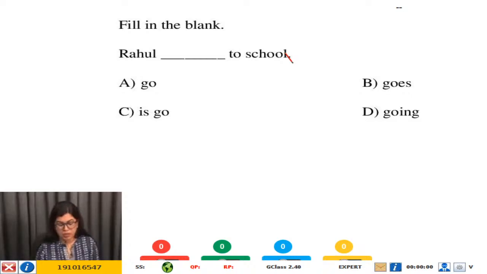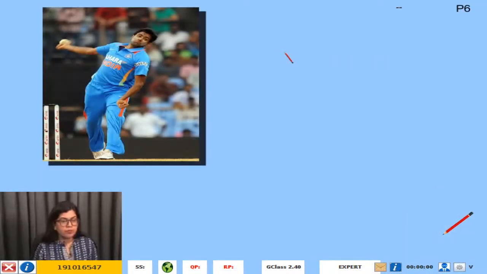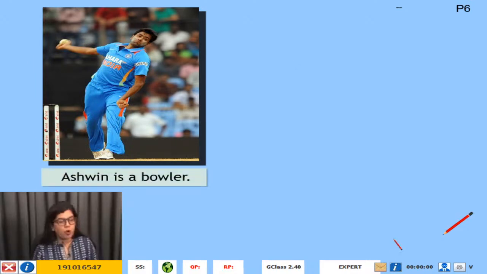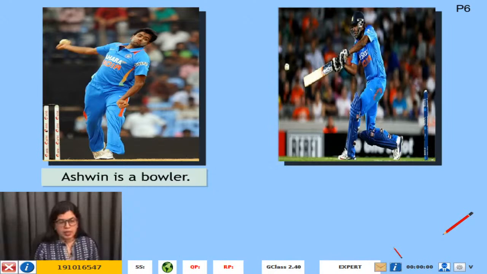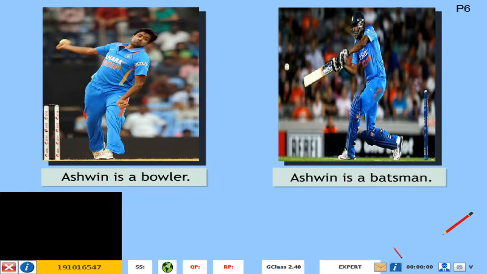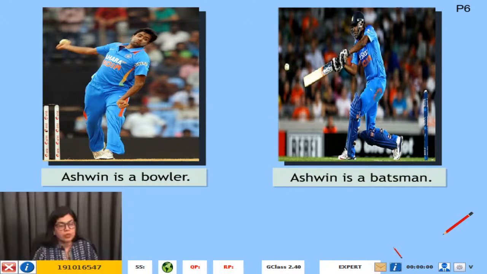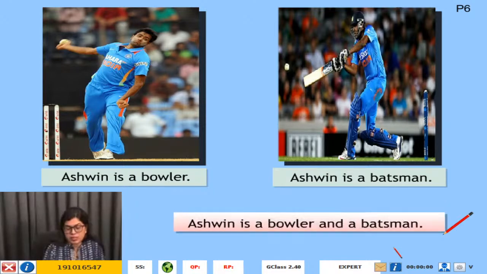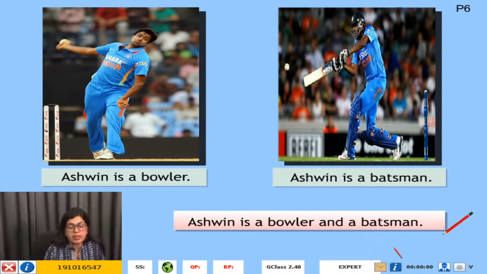Now, okay, so the correct answer is Rahul goes to school. That is option B. Okay, now let us move on to the next part. So what can you see in the picture? Yes, you can see a cricketer, isn't it? So let us see. Ashwin is a bowler. Next, so we can see a batsman, right? Ashwin is a batsman. So Ashwin is a bowler and Ashwin is a batsman. Now let us see. Ashwin is a bowler and a batsman.